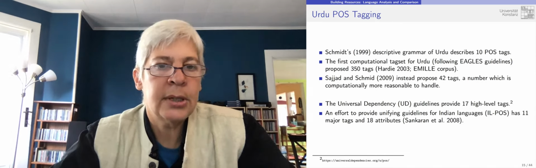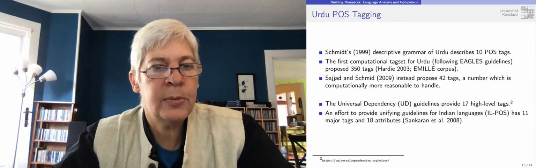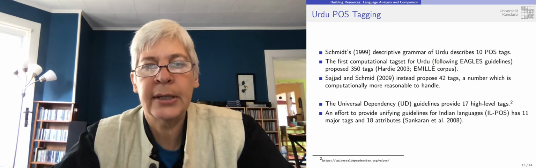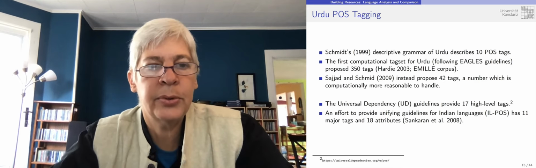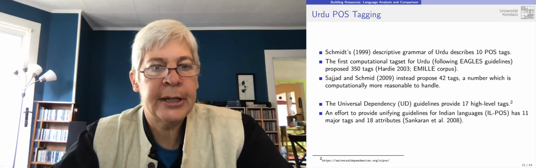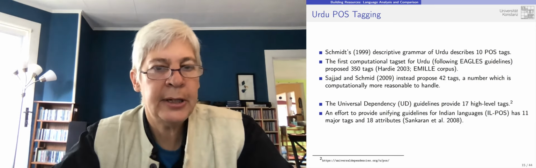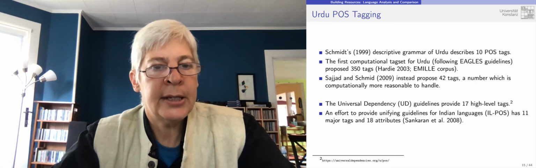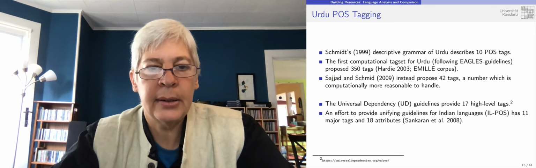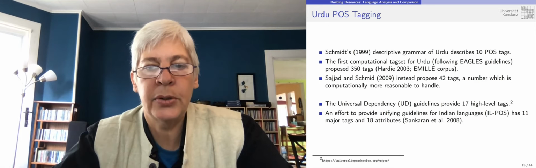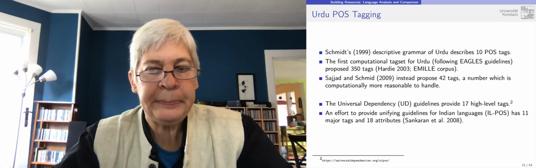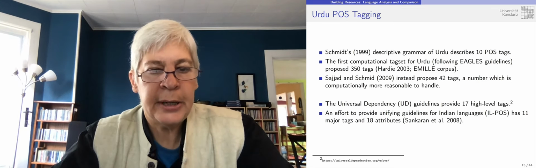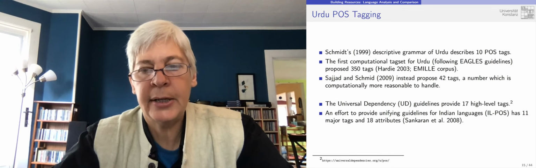So just to tell you what the descriptive grammar does, Ruth Laila Schmidt's descriptive grammar of Urdu does 10 part of speech tags. This is a fairly good grammar of Urdu. The first computational tag set, however, had 350 tags, so very, very fine granularity. And one of the first corpora in Urdu available was tagged with this, the EMILLE corpus. Sajjad and Schmidt, working 6 years later, instead proposed 42 tags, which is a lot easier to learn for any machine learning system. The Universal Dependencies guidelines provide 17 high-level tags, but these are very high-level, right?